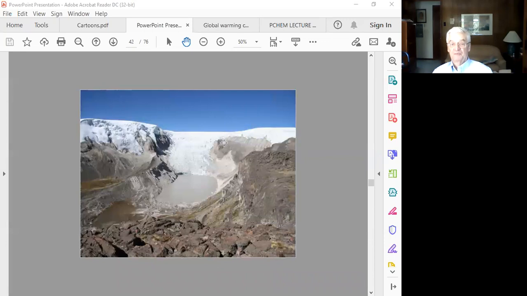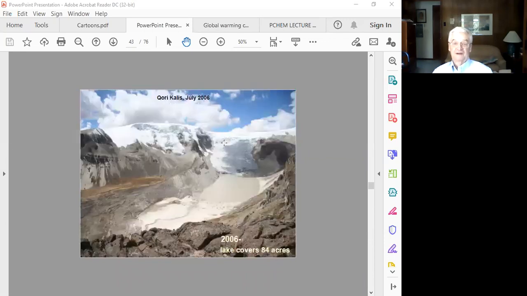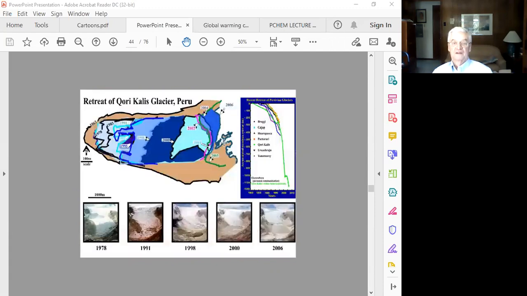Okay, here's a blow up of that lake area. In 2006, the lake was 84 acres. And here's the retreat that they have tracked. So 1963, 1978, and you can see by 2006, there's practically nothing left. And here are some visual pictures that they've done for this.